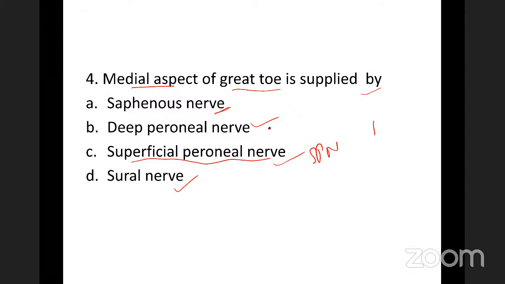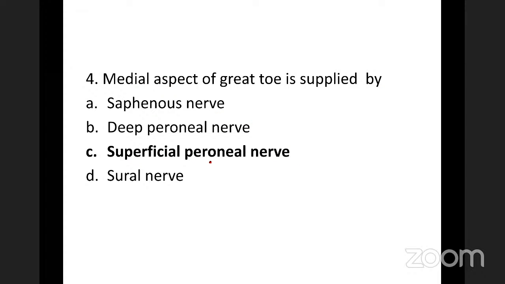Cleft between first and second toe. Excellent. The majority was supplied by the superficial peroneal nerve. Sural nerve, what did it supply? Lateral aspect of the foot. The lateral. Excellent. Yes, your answer is correct.